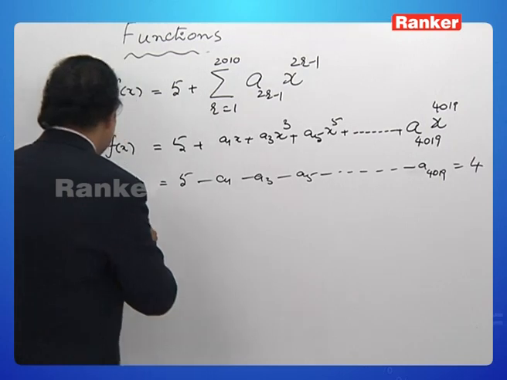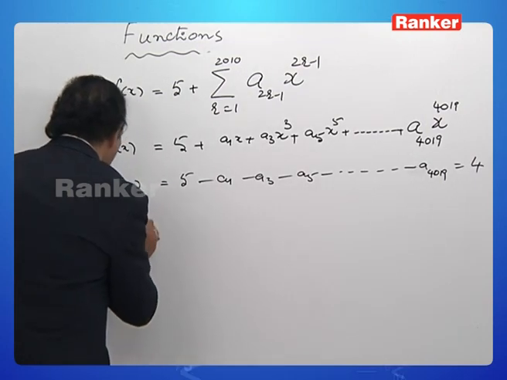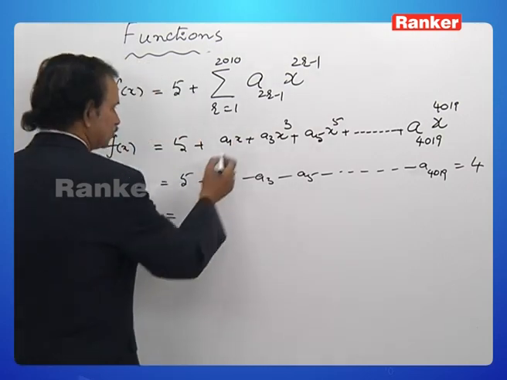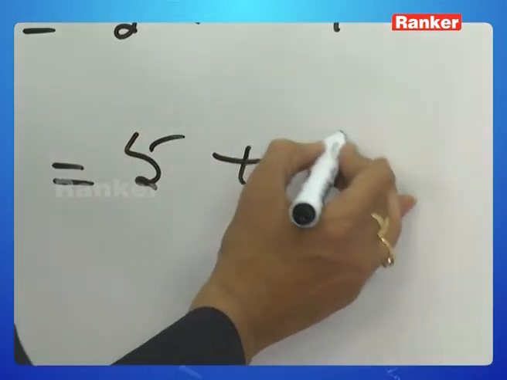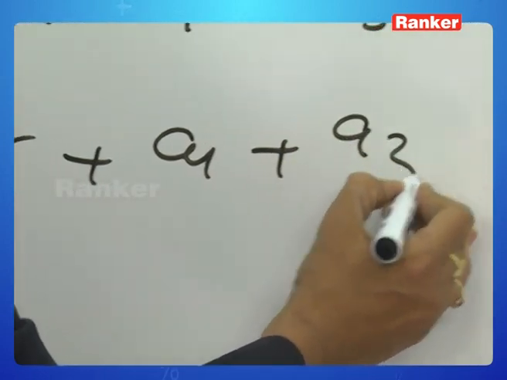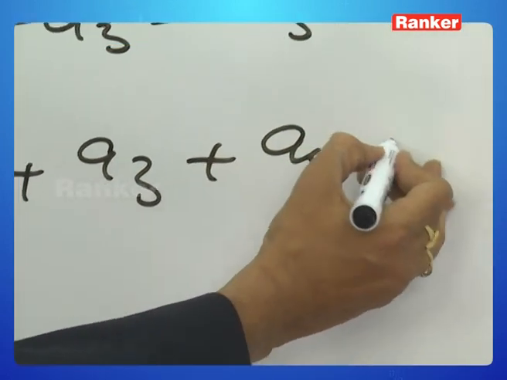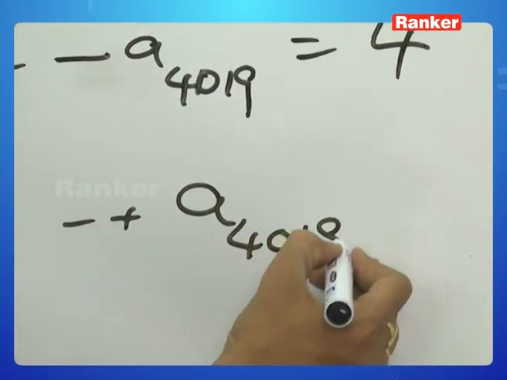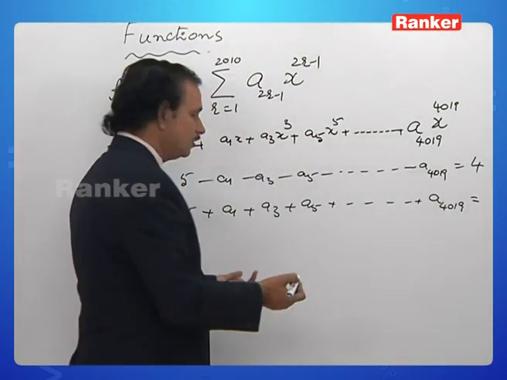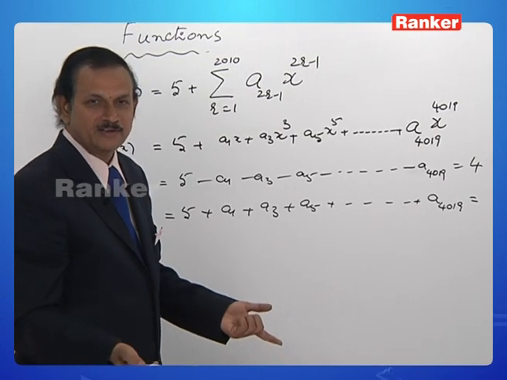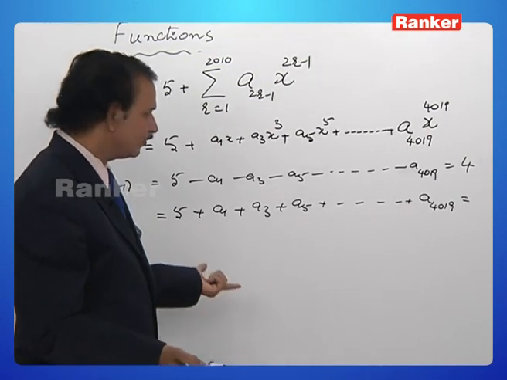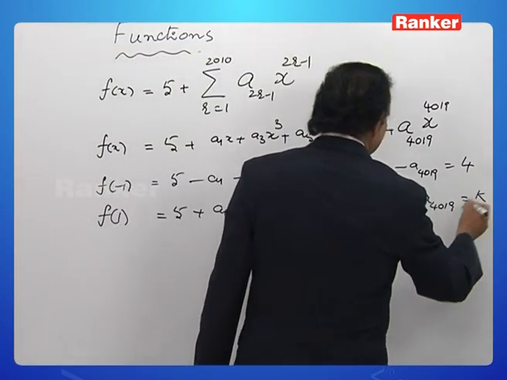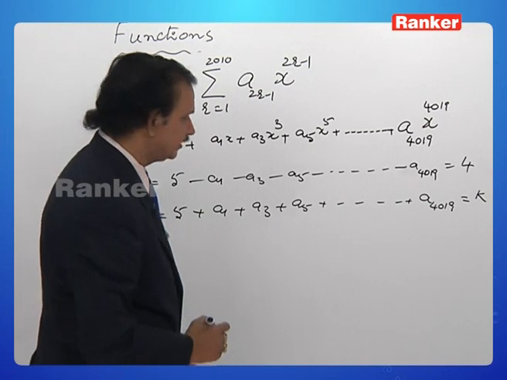Well, what is required? f of 1. What is f of 1? Take 1 in the place of x, what is going to happen? 5 plus a1 plus a3 plus a5 and so on plus a4019 is equal to how much? That is to be found. That is to be obtained. We do not know the value. Let me assume it to be some k. So we require the value of k.